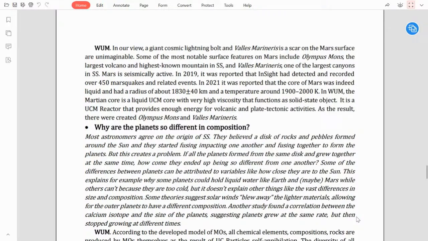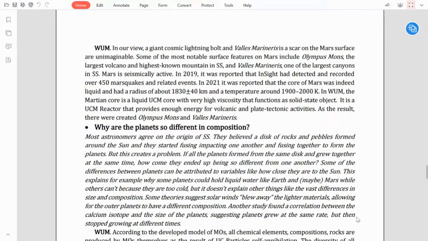Why are the planets so different in composition? Most astronomers agree on the origin of the solar system. They believe a disk of rocks and pebbles formed around the Sun, and they started fusing, impacting one another, and fusing together to form the planets. But this creates a problem. If all the planets formed from the same disk and grew together at the same time, how come they ended up being so different from one another?